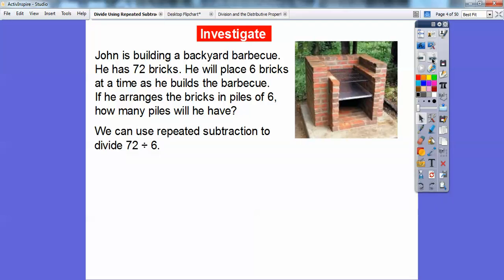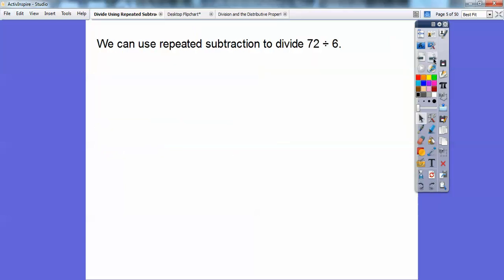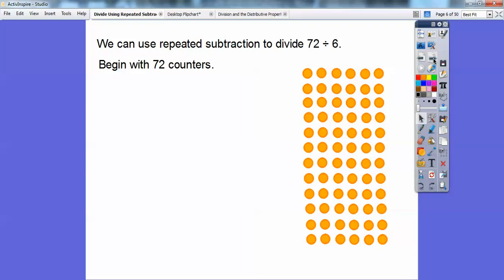Okay, so what we're going to do is use repeated subtraction to divide 72 divided by 6 and see how many groups of 6 we can get into 72. All right, so here we go. Here's 72 counters, okay? First we're going to subtract 6 of the counters. I'm going to take this top row off because this is 6 right here. There's 72 altogether.